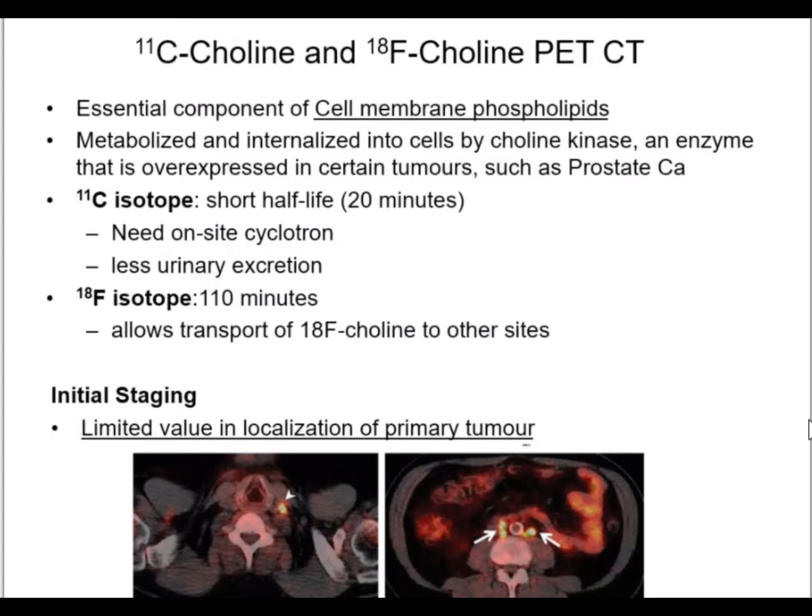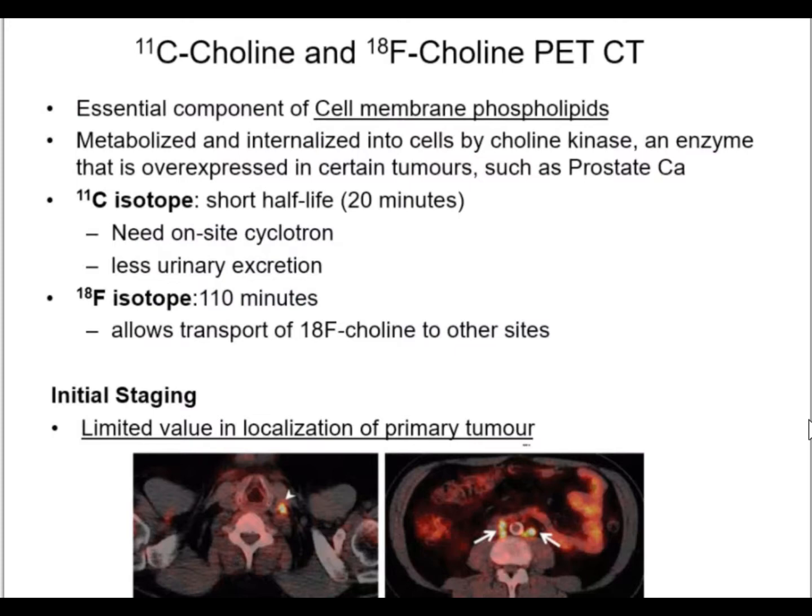So anyway, choline PET. Choline is an essential component of cell membrane phospholipid. It's metabolized and internalized into the cells by choline kinase, an enzyme that is expressed in certain tumors such as prostate cancer. We have two types of isotope conventionally, the 11C and the 18F choline. 11C has a short half-life, 20 minutes. Therefore, it needs to be done with an on-site cyclotron and has less urinary excretion. The 18F isotope has a long half-life, therefore it can be transported to other centers. So the C isotope has a limitation that it has to be on-site.